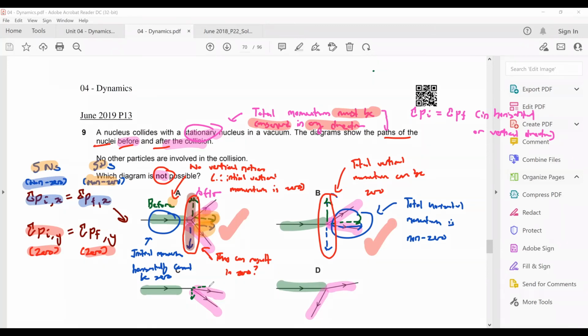I do one here like this. And then I do another one for the other one. Like this. So I still have the same conclusion.